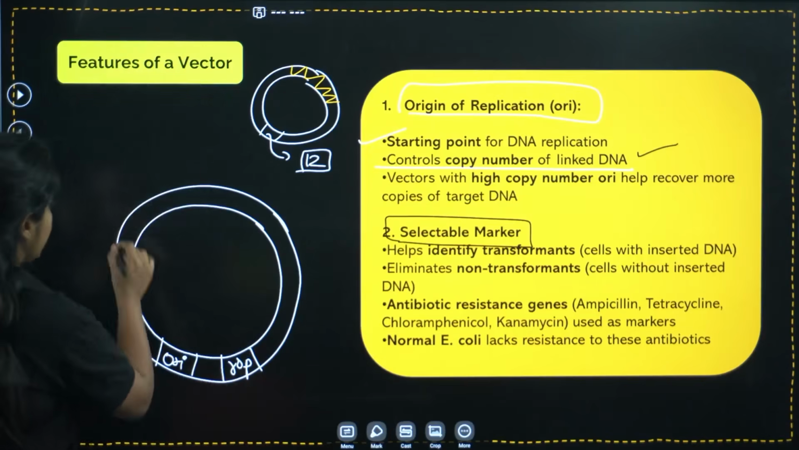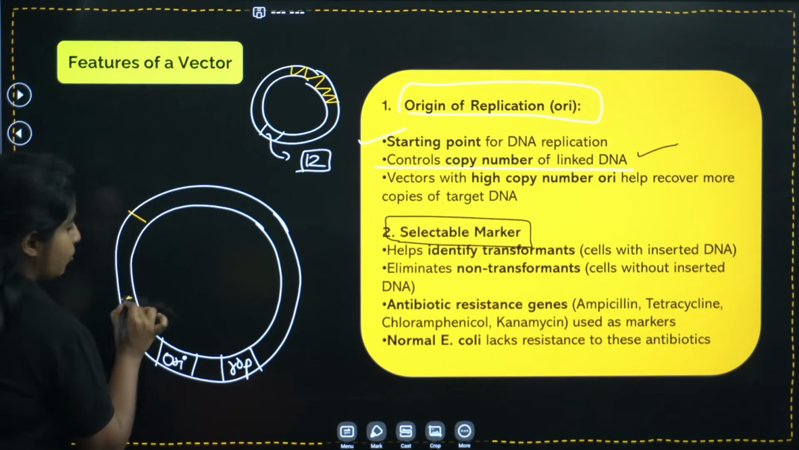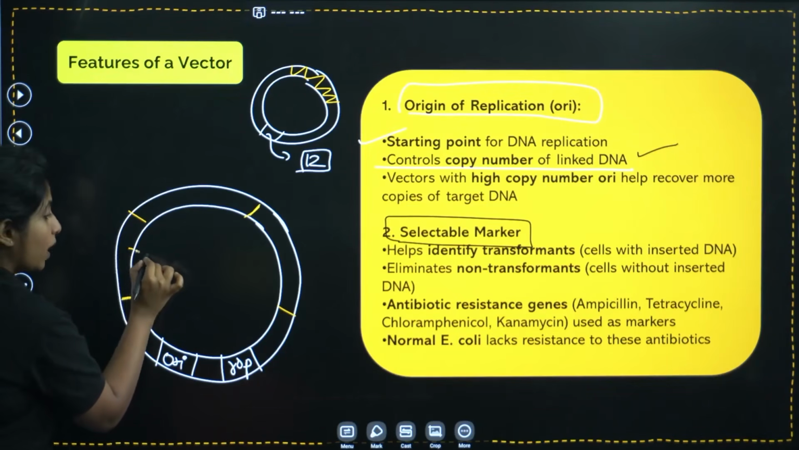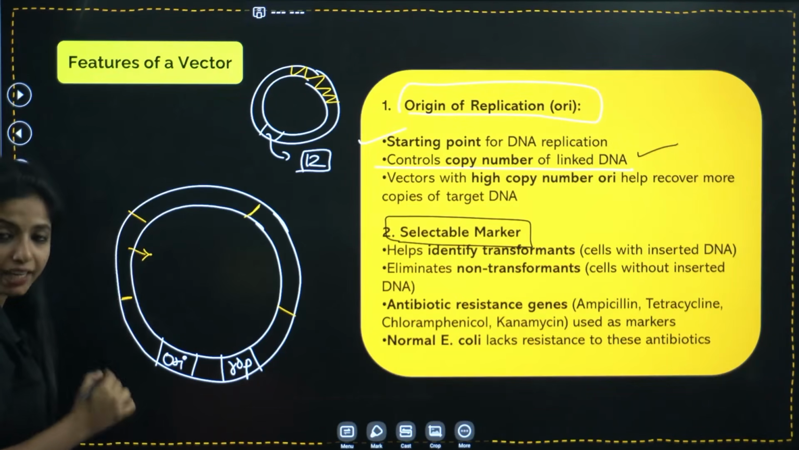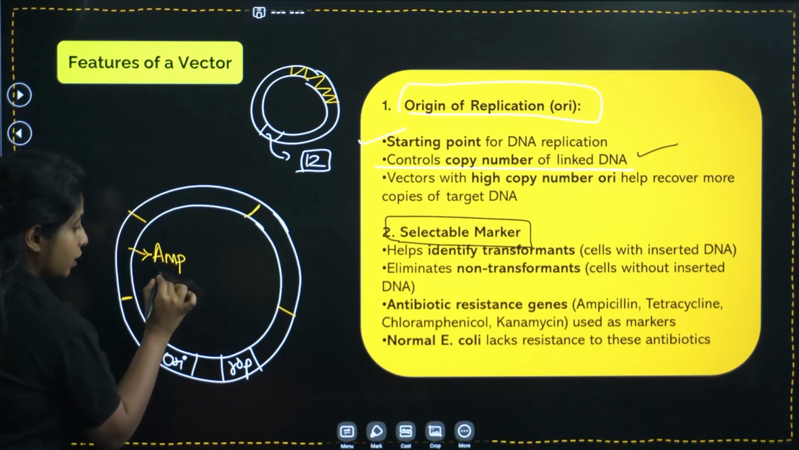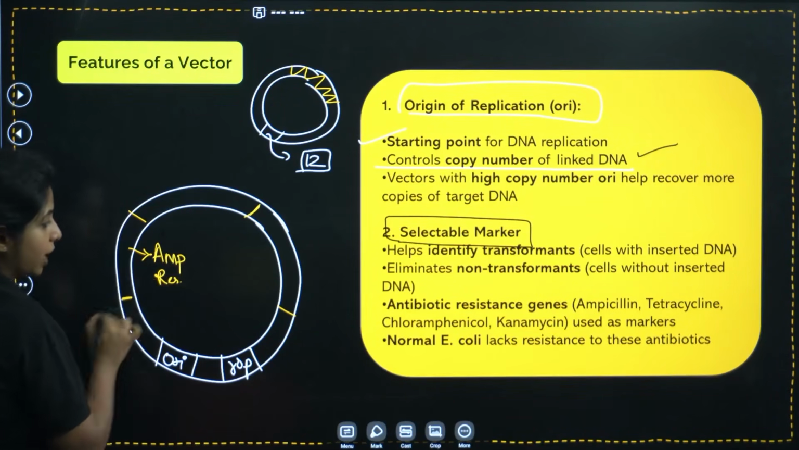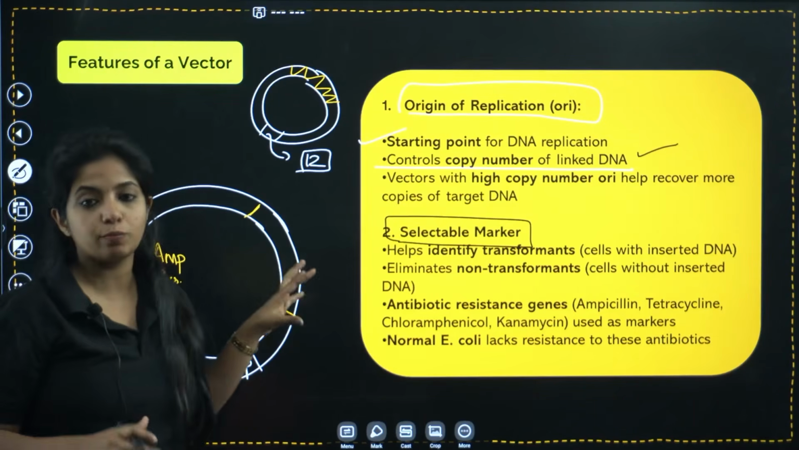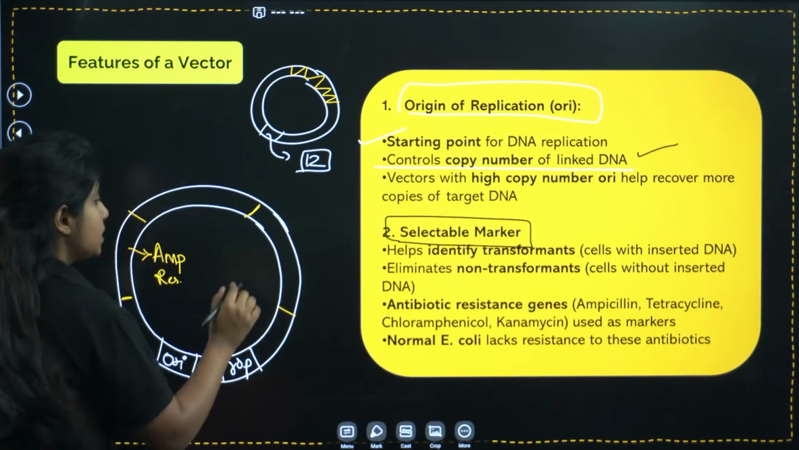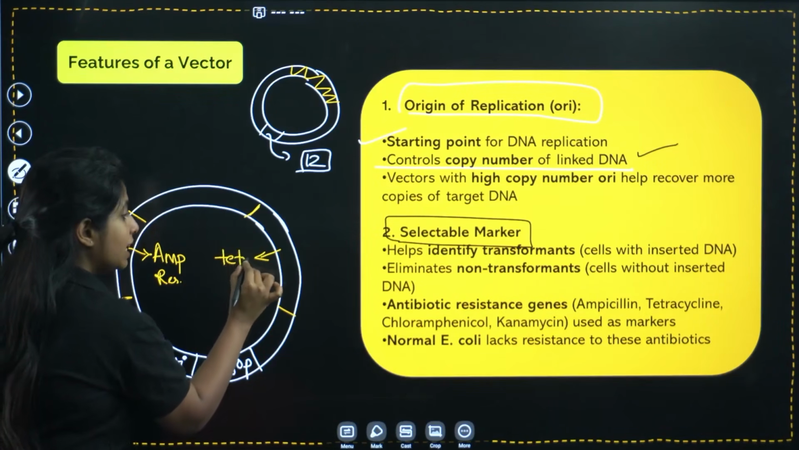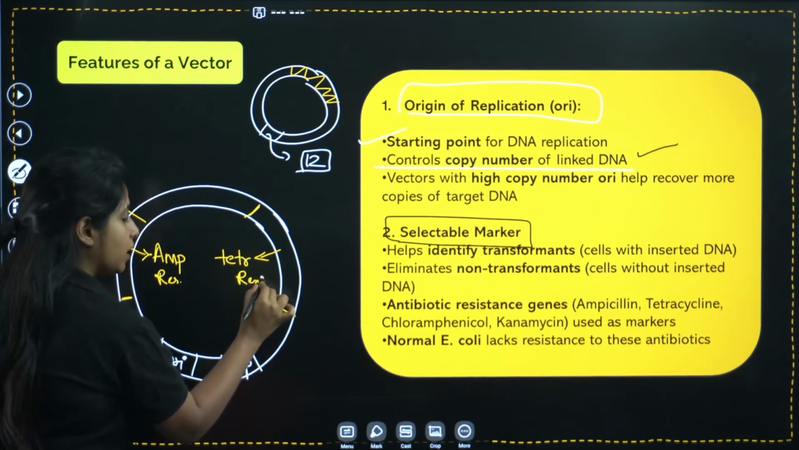Apart from that, there are two genes out there. This gene provides resistance to an antibiotic known as ampicillin. So ampicillin is an antibiotic and it provides resistance to that. If this gene is there, the organism that has this particular plasmid will be resistant to ampicillin. Similarly, the other gene which is there provides resistance to tetracycline. This is another antibiotic.